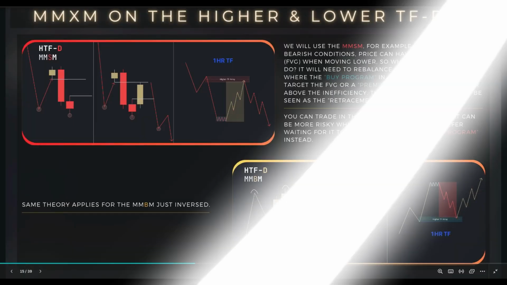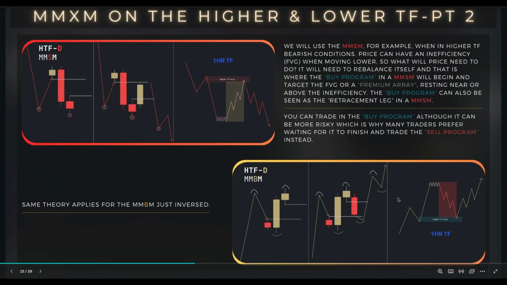All right, now let's talk about market maker models on the higher time frame and lower, part 2. Here you have that higher time frame example, and we have our market maker sell model. Here you actually have this lower low, and then up here would be your higher high, and then the market comes down and creates a lower low. And what does it do? It creates an inefficiency or a fair value gap. And what we need is for price to come back in and fill some of these unfulfilled orders.